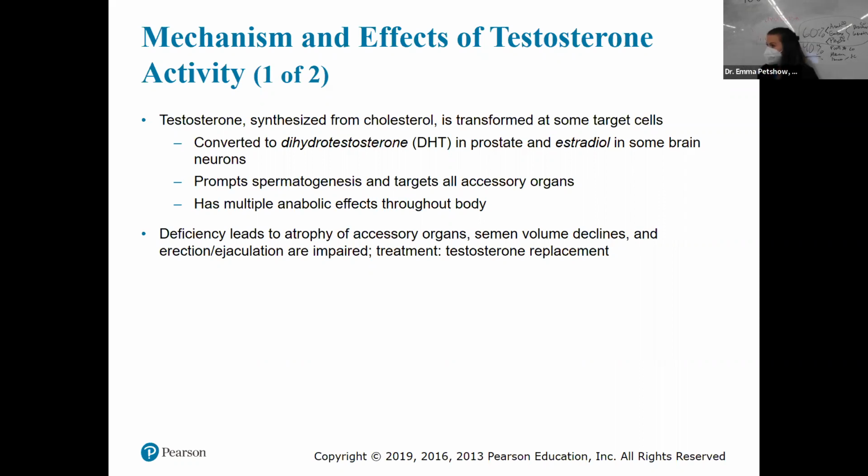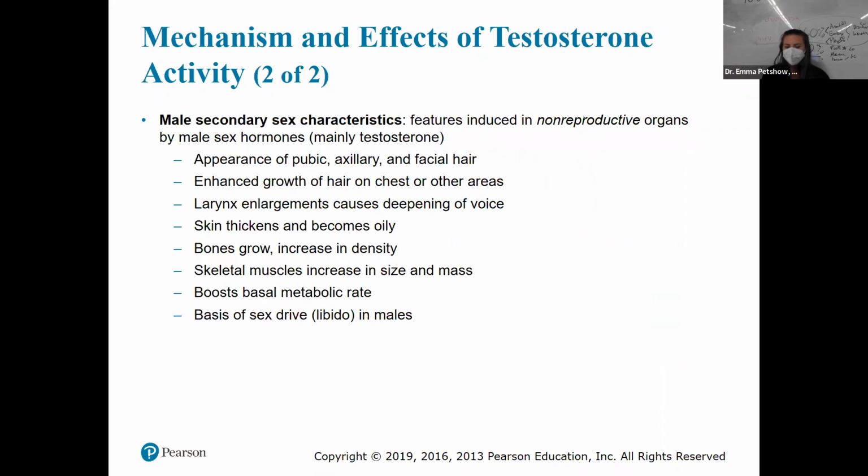It has anabolic effects in the body. That's why people can abuse testosterone, right? Inject it. And deficiency leads to atrophy, a decrease in semen volume, and effects on erection and ejaculation, which is why testosterone repletion has existed.